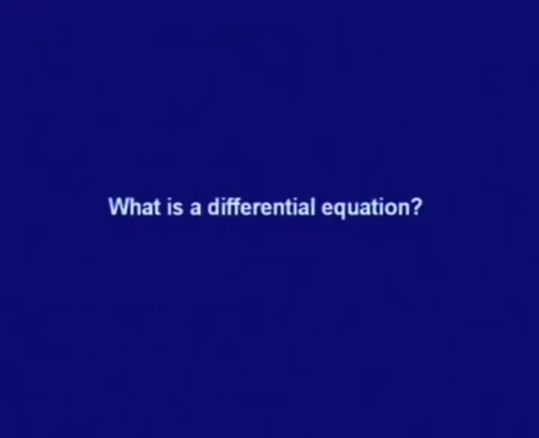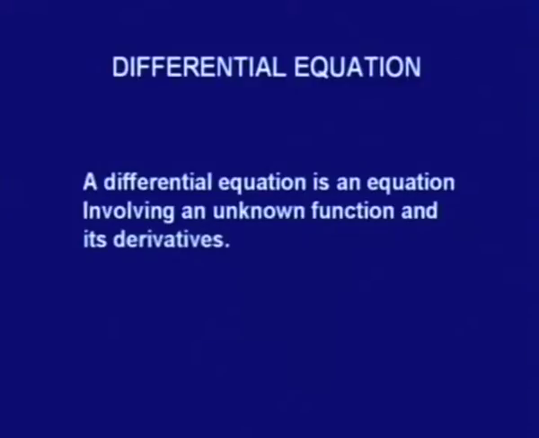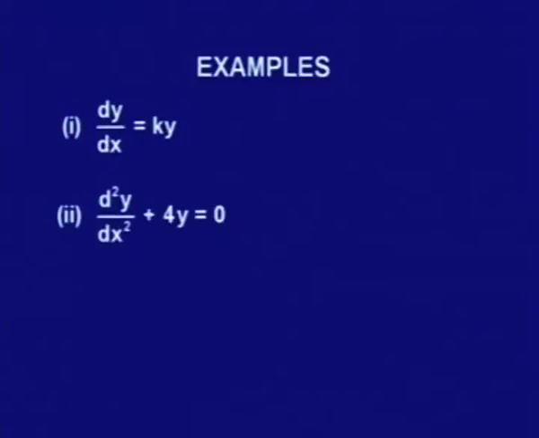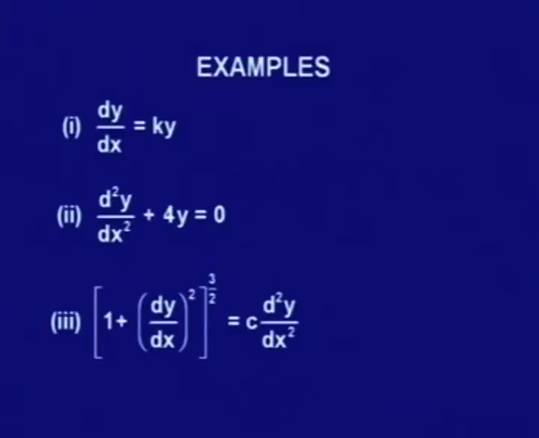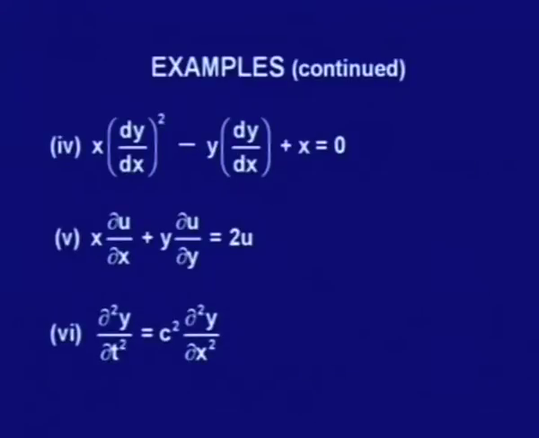So, now we are ready to answer what is a differential equation. A differential equation is an equation involving an unknown function and its derivatives. Thus, dy over dx is equal to ky, d2y over dx square plus 4y is equal to 0, (1 plus (dy over dx) square) whole to the power 3 by 2 is equal to c times d2y over dx square, x times (dy over dx) whole square minus y times dy over dx plus x is equal to 0, x times del u over del x plus y times del u over del y is equal to 2u, del 2y over del t2 is equal to c square times del 2y over del x2 are all examples of differential equations.